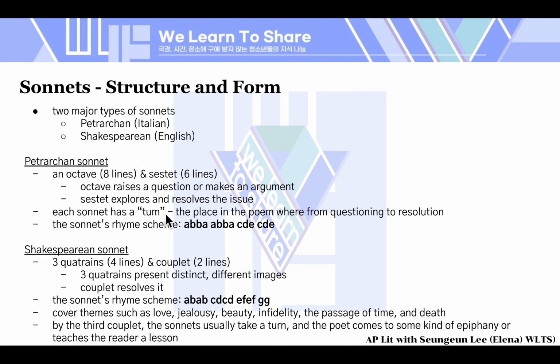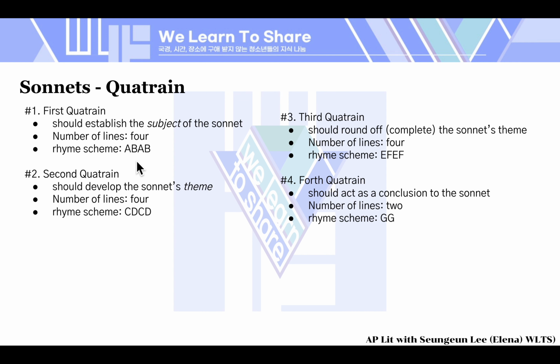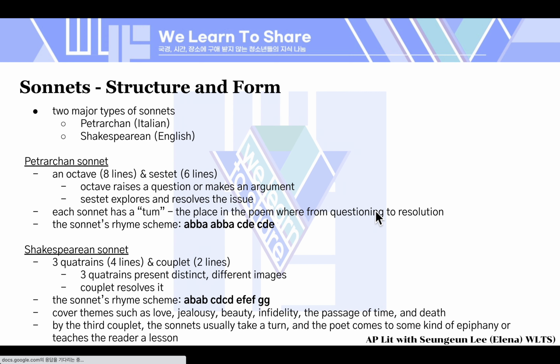And then the second one is the Shakespearean sonnet. This one will be more familiar to us because it's the English type of sonnet. For the Shakespearean sonnet, you have 3 quatrains, each consisting of 4 lines, and then 1 couplet, which consists of 2 lines. The 3 quatrains present distinct images, and the couplet resolves them. So again, 3 times 4 is 12, plus the couplet's 2 is 14. That's why sonnets always have 14 lines. Remember that, right? The Shakespearean sonnet rhyme scheme is A, B, A, B, C, D, C, D, E, F, E, F, G, G.